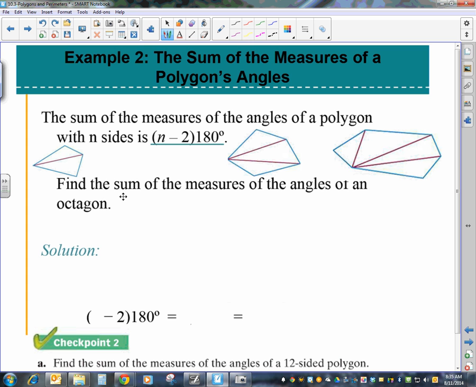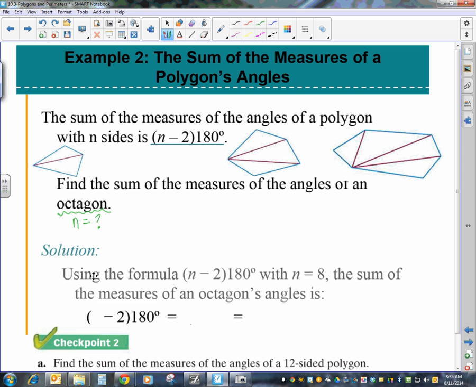So they ask us to find the sum of the measures of the angles of an octagon. The hardest thing you have to do is figure out how many sides are in an octagon. Hopefully you know that an octagon has 8 sides. So we're going to take our formula of n minus 2 times 180, put in 8 for n, and we'll have 6 times 180, which is a total of 1080 degrees.